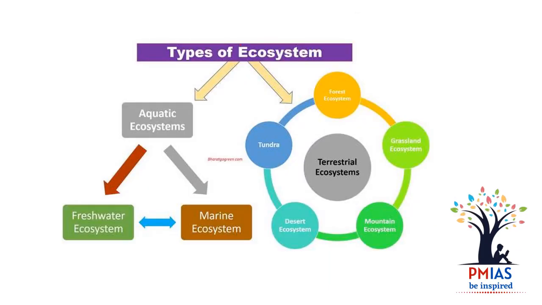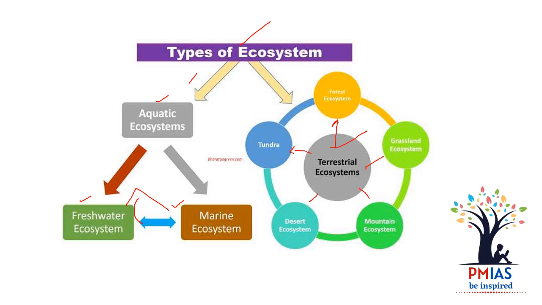Okay, now we'll see the types of ecosystem. Whatever topic we look at, we must divide it as much as we can. So types of ecosystem: there are two types, aquatic as well as terrestrial. Again, you can divide the aquatic into freshwater ecosystem and marine ecosystem, but both are water. Even there you see a classification: freshwater and marine water. Terrestrial includes forest, grassland, mountain ecosystem, desert ecosystem and tundra ecosystem.